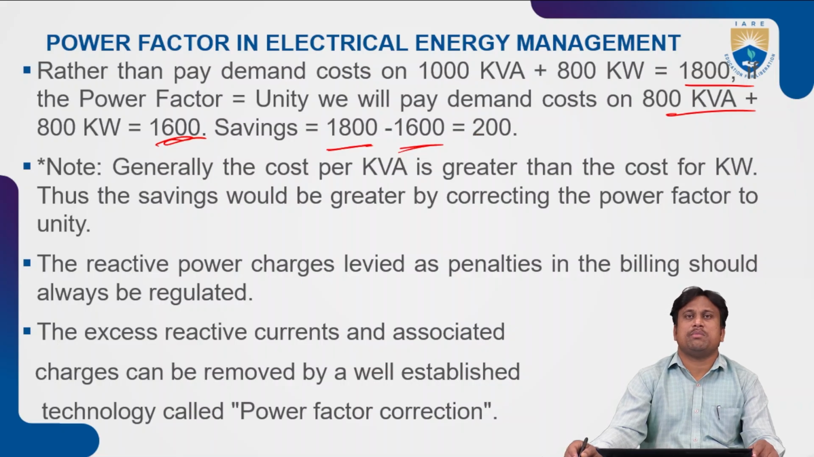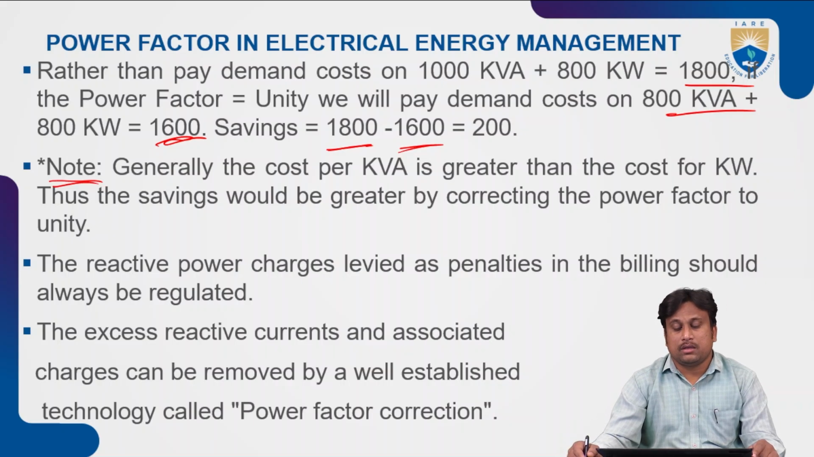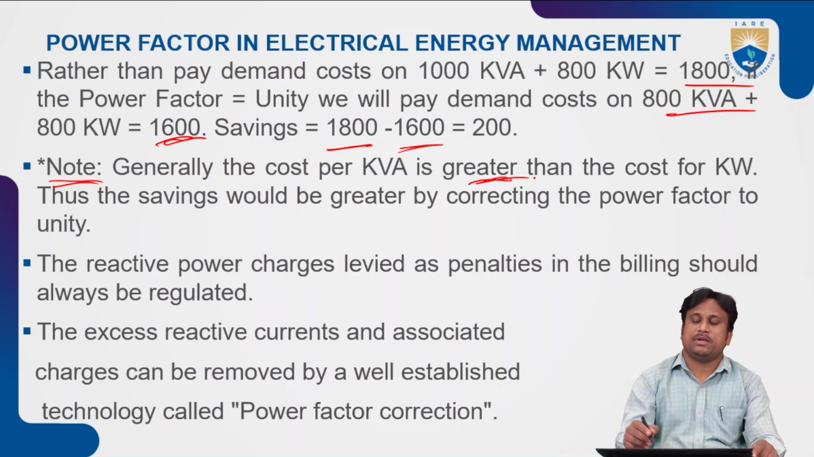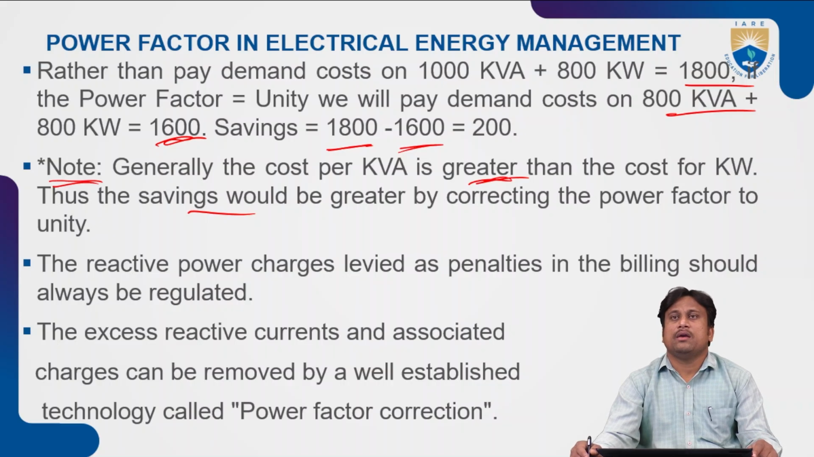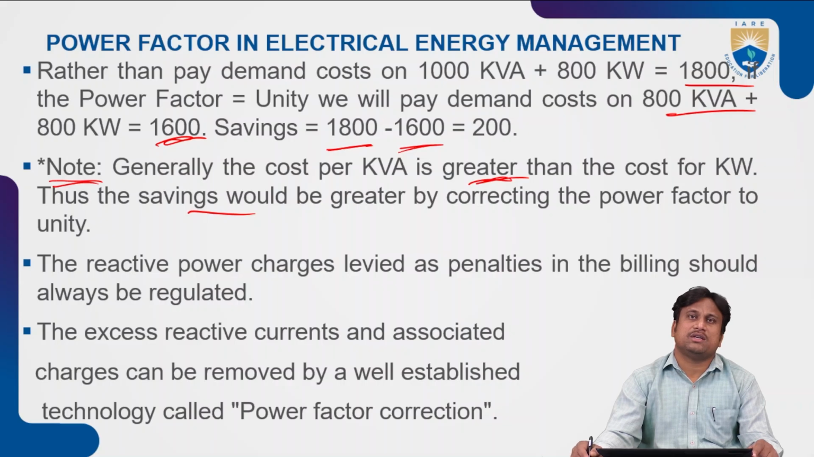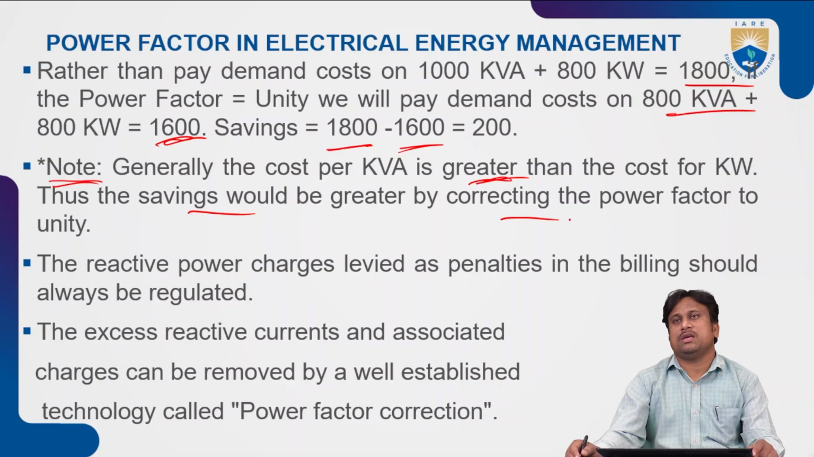And here we should remember one of the noting conditions: generally the cost per kVA is greater, that means higher, than the cost per kilowatt. So the saving should be greater by correcting the power factor to unity. When you are going to treat the cost per kVA, which will be higher than the cost rate for the kilowatts, it should give higher savings. This should be treated by correcting the power factor to the unity case.